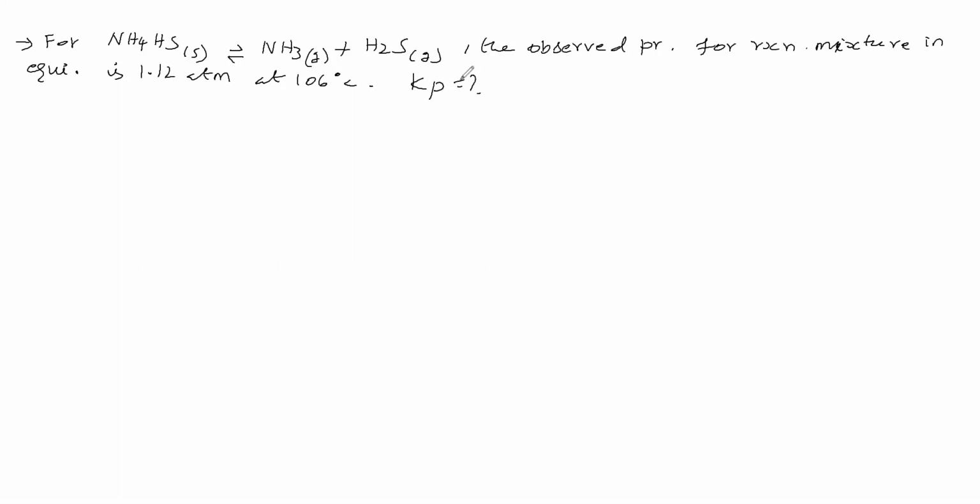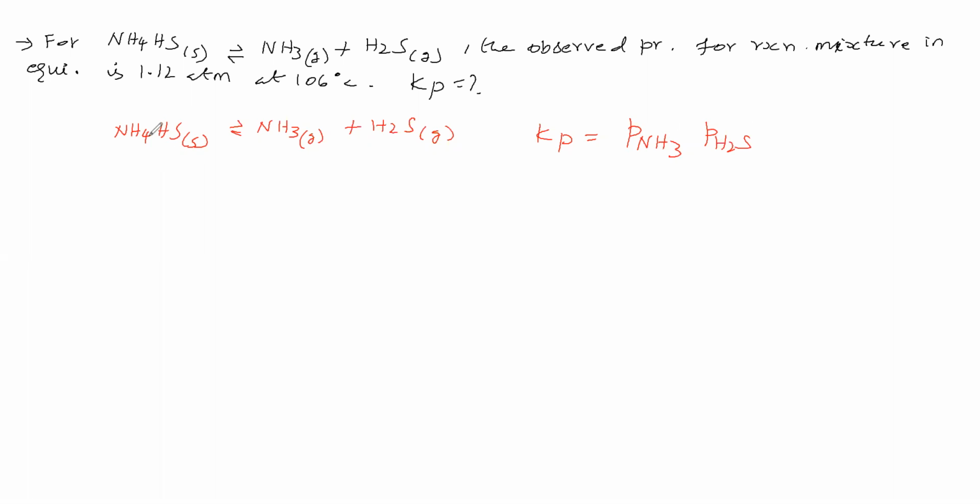Now we will take the given equation. Ammonium bisulfide solid is in equilibrium with ammonia gas plus H2S gas. What they are asking for is Kp. Kp is equal to the right side in the numerator, that is the partial pressure of ammonia into the partial pressure of H2S. The left side goes in the denominator, and on the left side there is ammonium bisulfide solid.